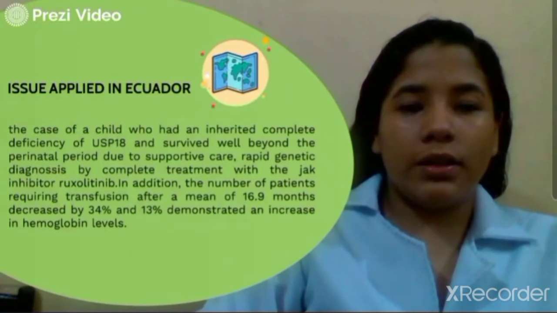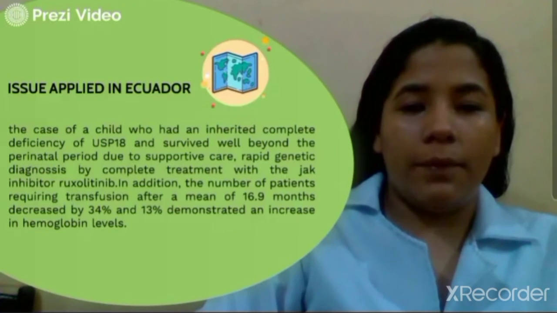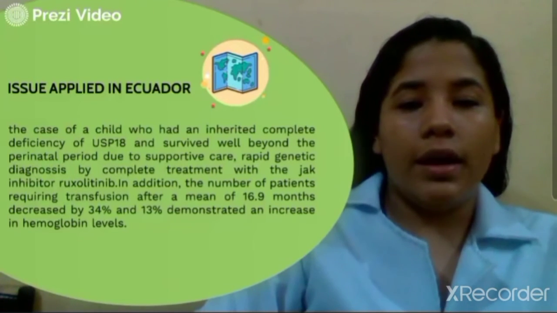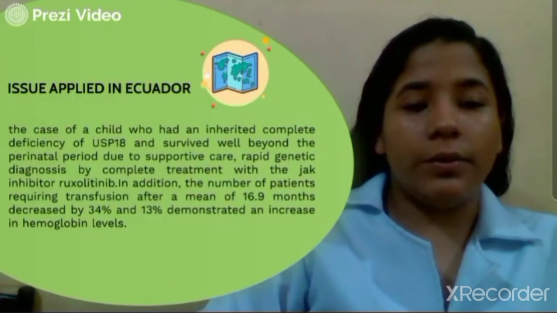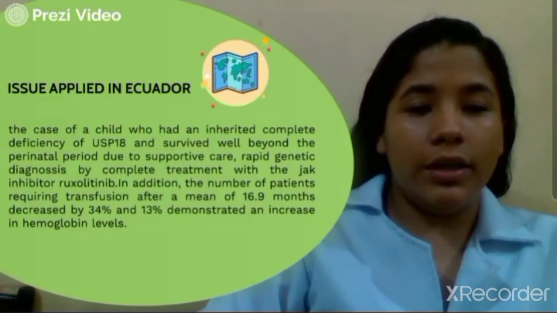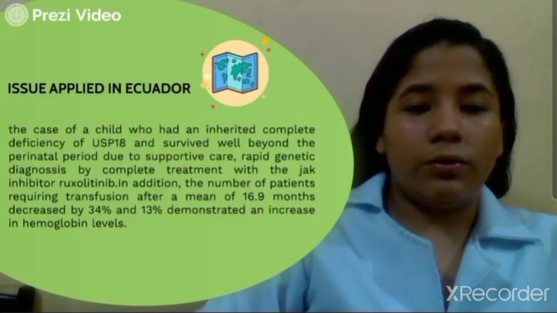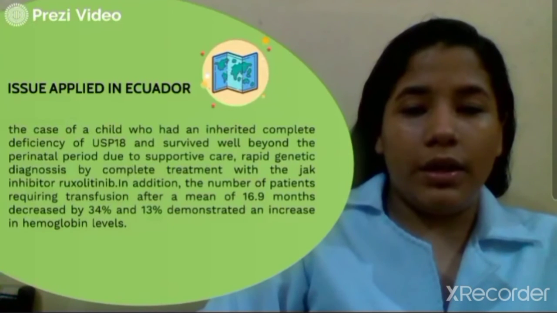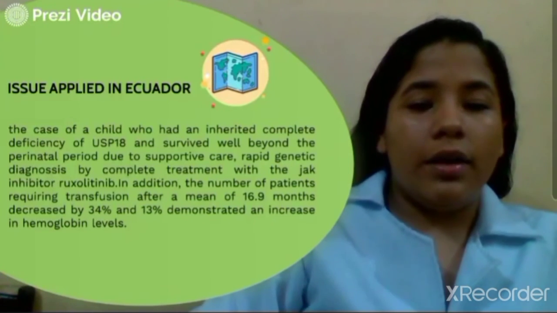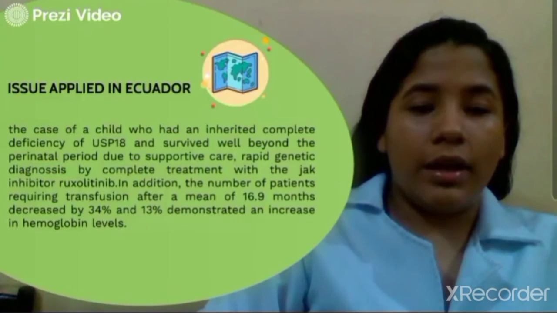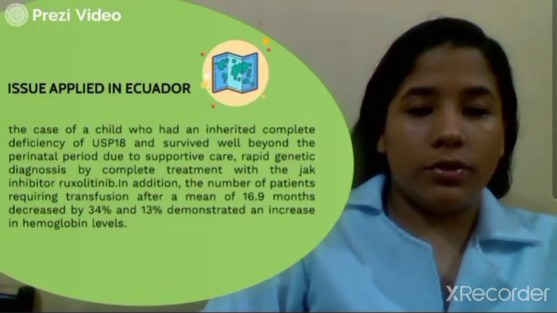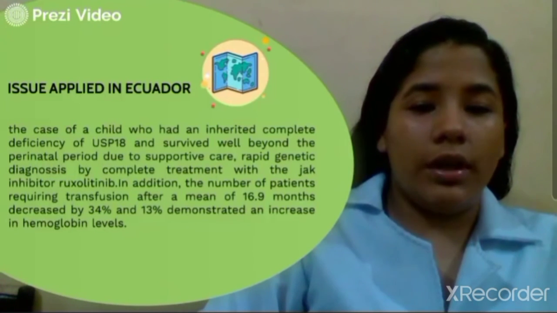The case of a child who has a very complete deficiency of USP18 and survives well beyond the perinatal period, after the genetic diagnosis was completed. Treatment with the JAK inhibitor resulted in reducing the number of patients requiring transfusion, with values of 34% and 23%, demonstrating an increase in hematology levels.